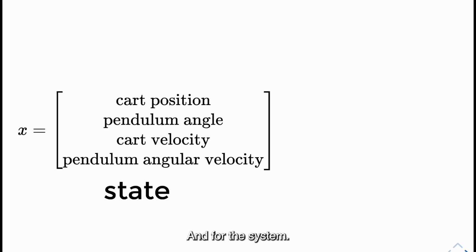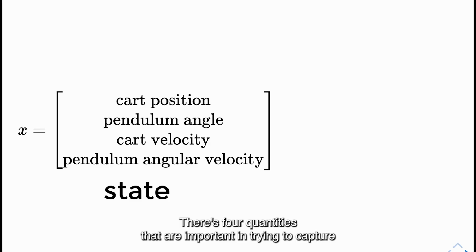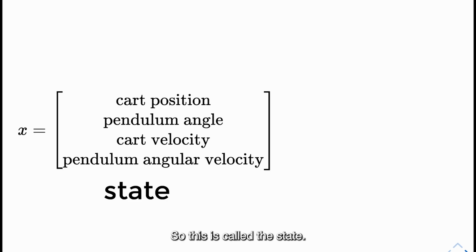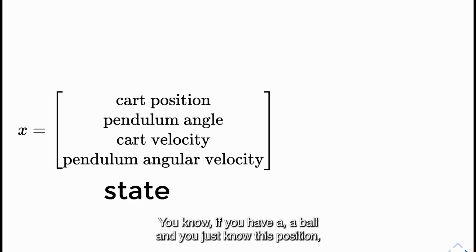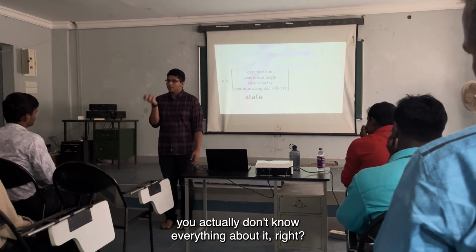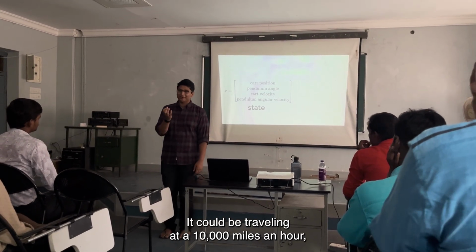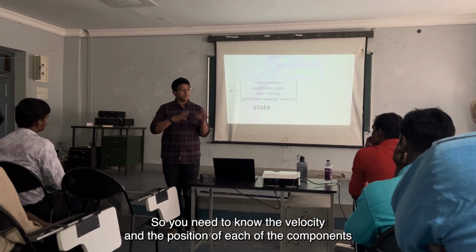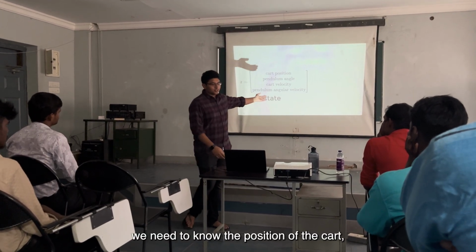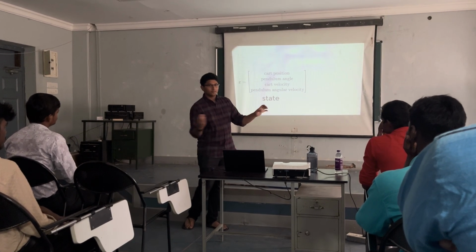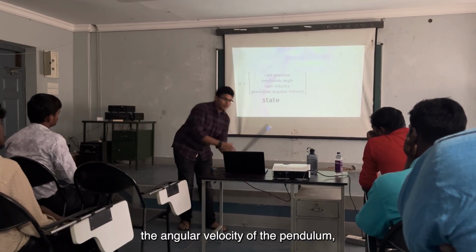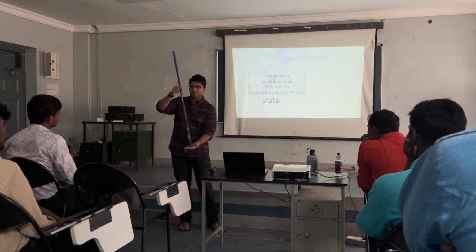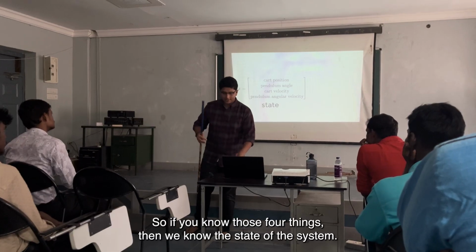And for the system, there are 4 quantities that are important in trying to capture all of the information you need to know about what is going on. So this is called the state. If you have a ball and you just know its position, you actually don't know everything about it, right? It could be traveling at 10,000 miles an hour, but it just looks like it's standing there. So you need to know the velocity and the position of each of the quantities. So for our system, we need to know the position of the cart, the angle of the pendulum, the angular velocity of the pendulum, how fast it's spinning, and then how fast the bottom is moving. Right. So if you know those 4 things, then we know the state of the system.